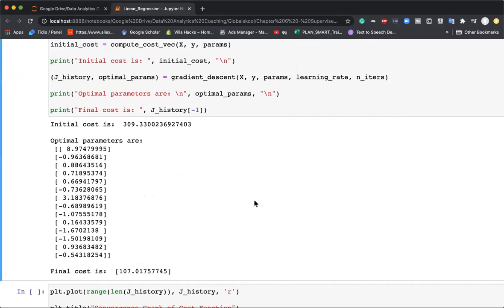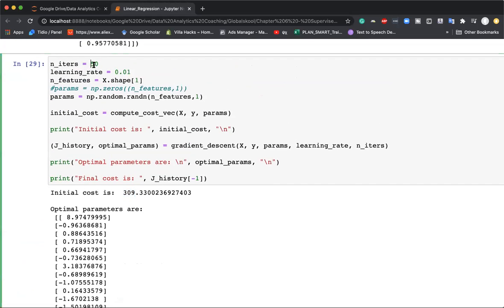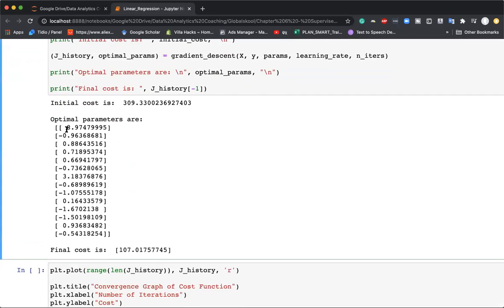Okay. So we started with an initial cost of 309. And after going 50 iterations with a learning rate of 0.01, we can see that these are our final parameters, theta 0, theta 1, theta 2, theta 3, and so on. And this is our final cost. Okay, so now the cost has reduced, but it is not reduced so much.